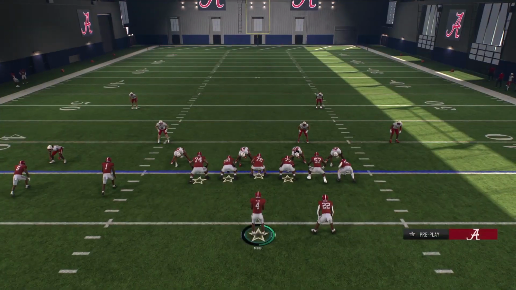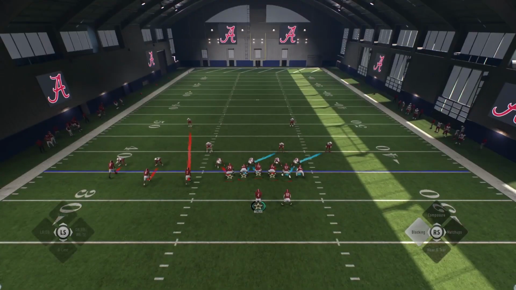So hopefully this is helpful. This is how you run inside zone. It's nerdy, I know, and it's not the most exciting, but it is the fundamental play of any offense. If you can get yourself to a point where you can consistently get 4+ yards running inside zone, you're going to have a pretty unstoppable offense.